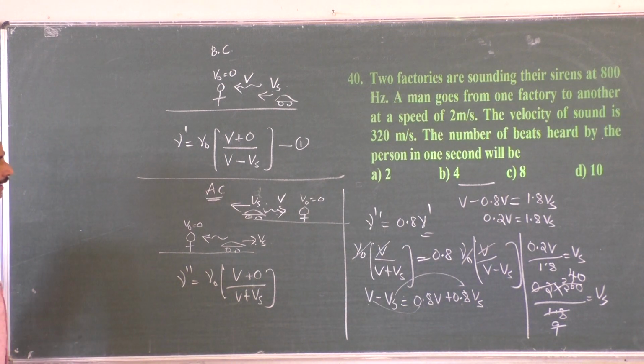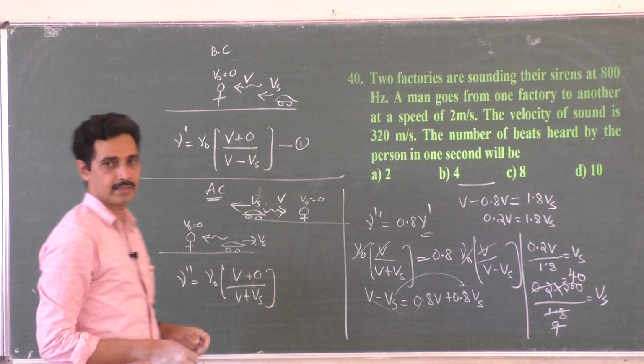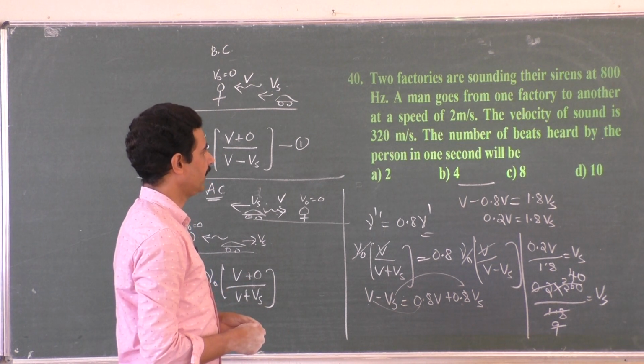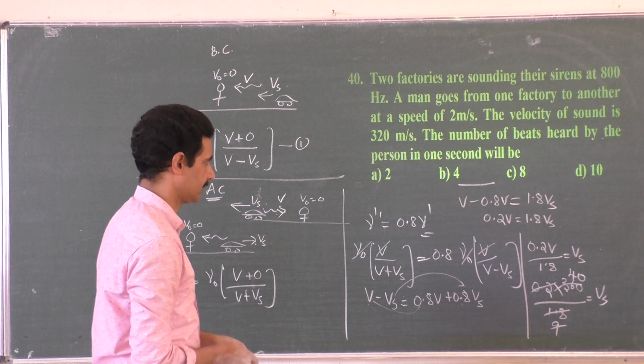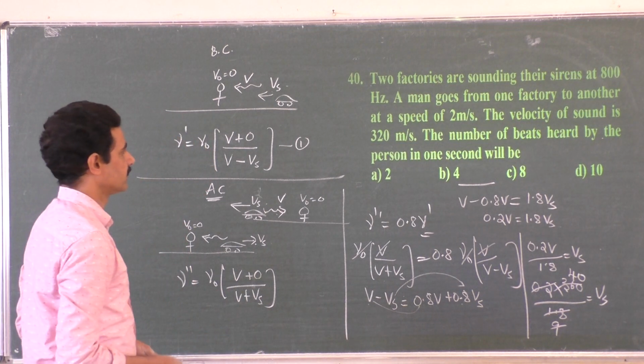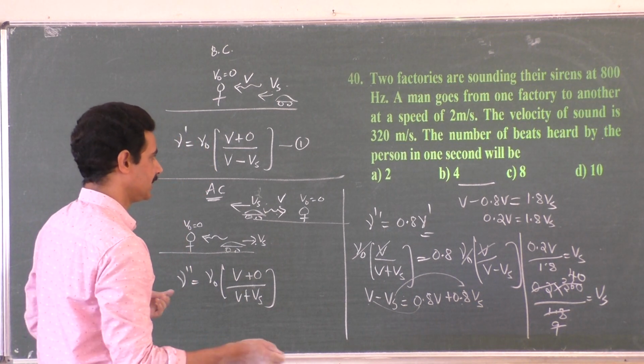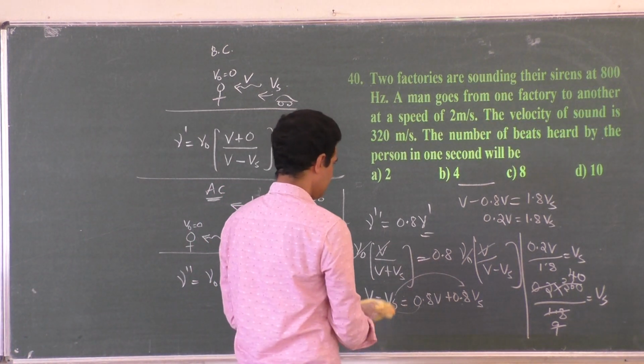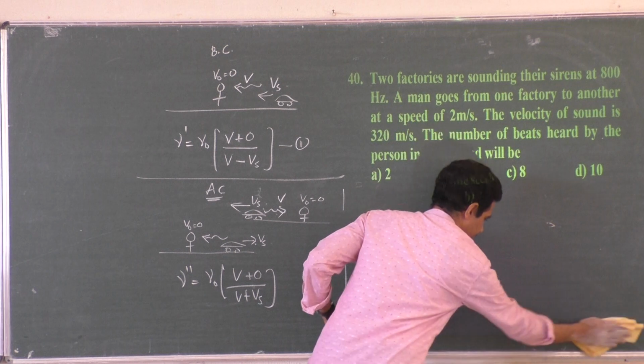Two factories are sounding their siren at 800 hertz. A man goes from one factory to another at a speed of 2 meters per second. The velocity of sound is 320 meters per second. Number of beats heard by the person in 1 second will be. Then beats heard per second means beat frequency.